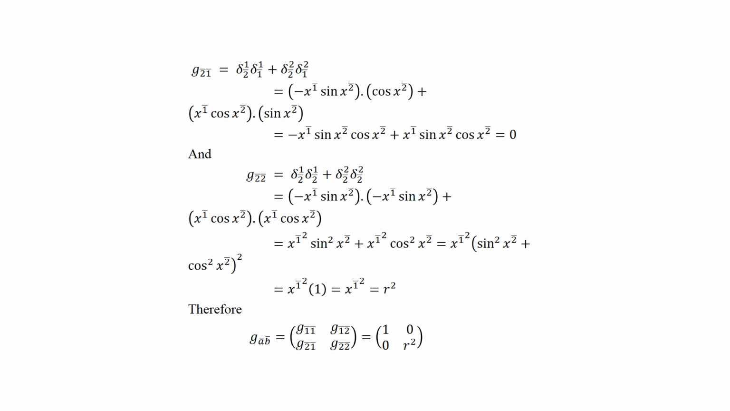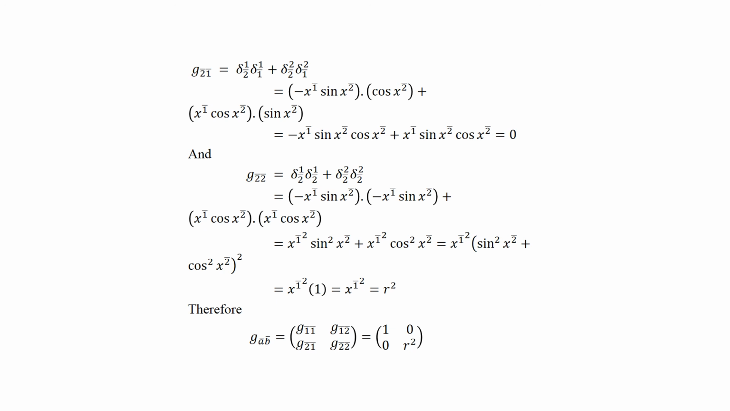And the last term, g2 bar 2 bar, is equal to delta 1 2 bar delta 1 2 bar plus delta 2 2 bar delta 2 2 bar. Delta 1 2 bar is minus x1 bar sin x2 bar, and it is squared, multiplying with itself. Similarly, on the right side delta 2 2 bar is squared, so we get x1 bar cos x2 bar multiplied with itself. Then the result is x1 bar square, and when we change these parameters back to the previously given parameters, it is equal to r square.